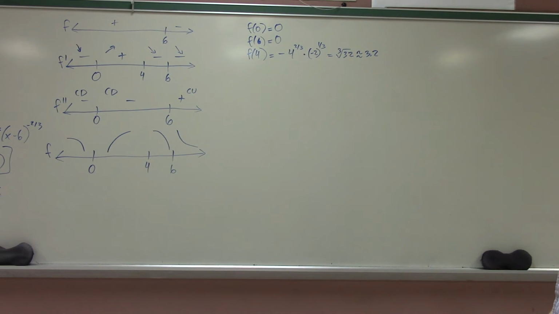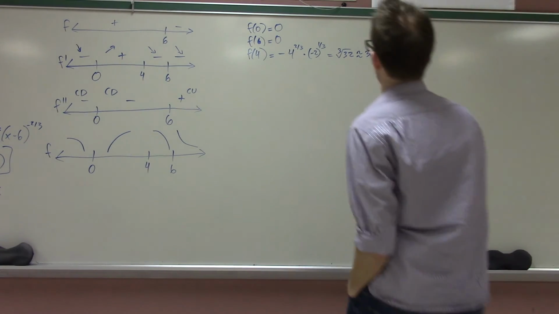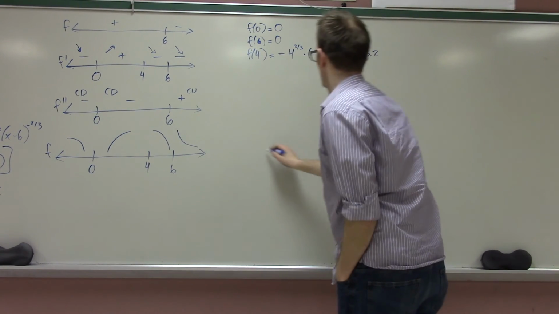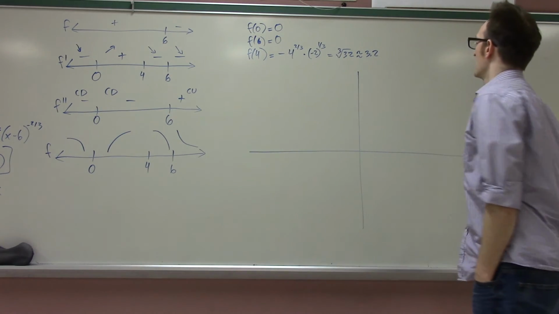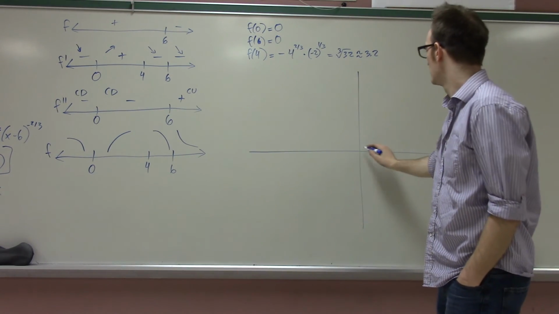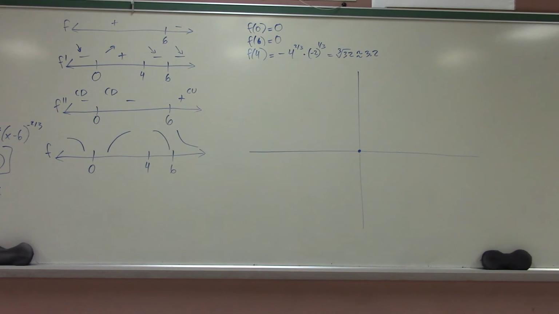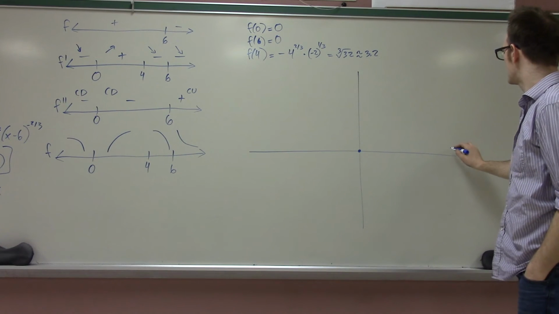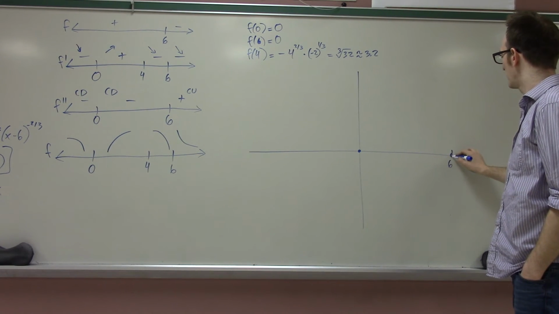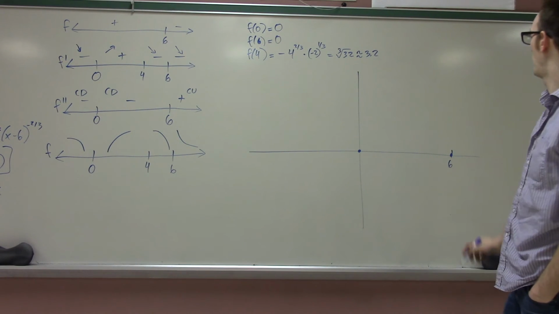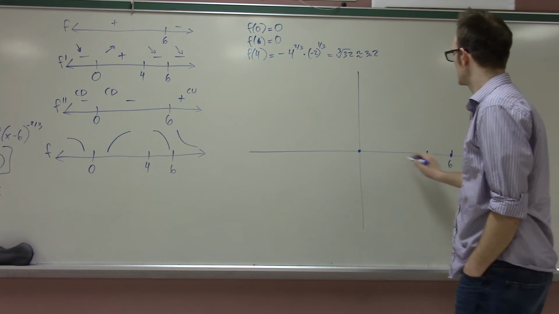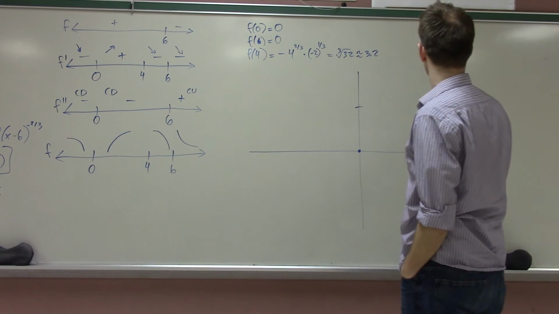All right, let's make a graph. So here we go. I know this function is 0 at 0. Just checking to make sure you can see everything. 0, 0. At 6, it's also 0. And at 4, it's like 3.2 or something.